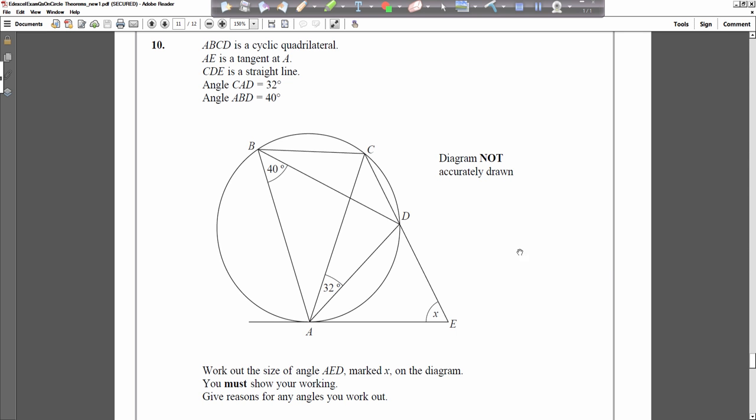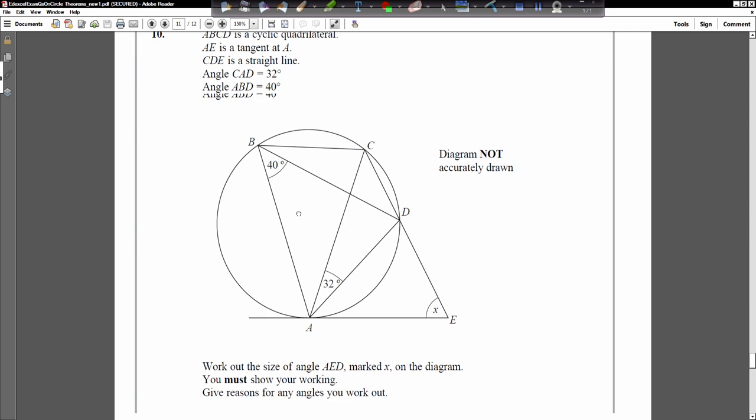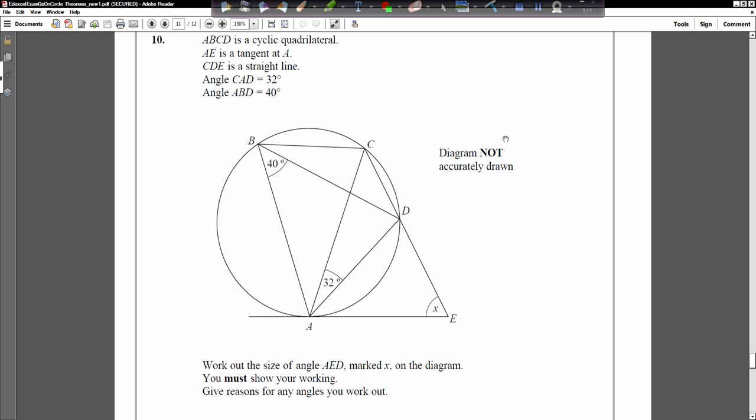Right, okay, so ABCD is a cyclic quadrilateral. That's the keyword: cyclic quadrilateral. Then we've got rule number 4: the opposite angles of a cyclic quadrilateral add up to 180 degrees. So where is our cyclic quadrilateral? From A to B to C to D, goes around like that. Okay, right. So we've got a tangent here as well.